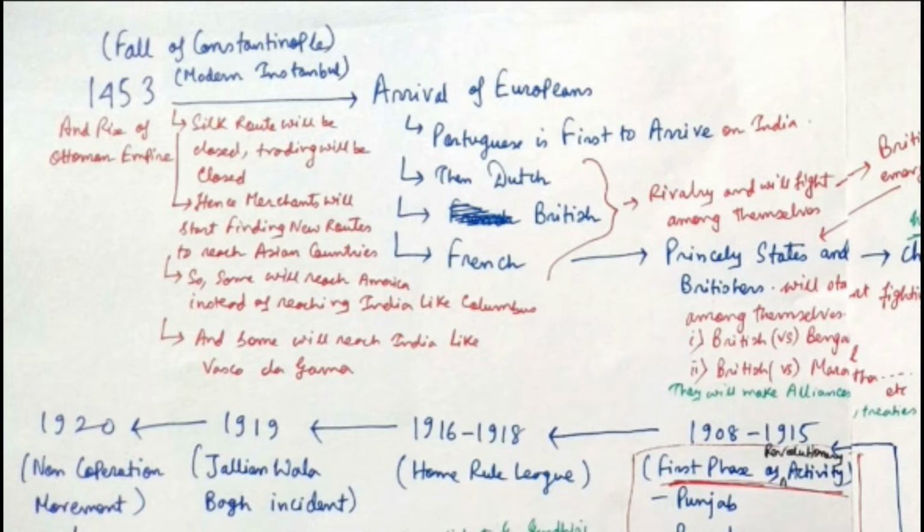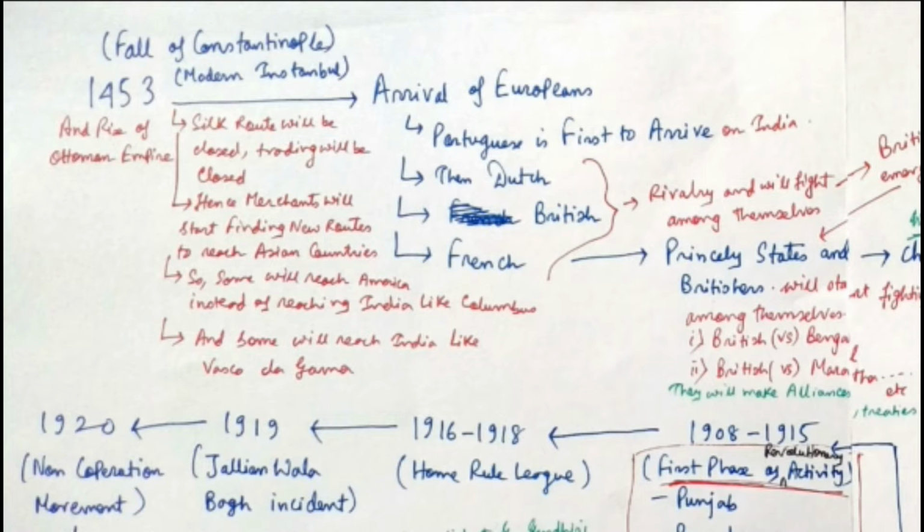So the story begins from 1453. Even in your world history as well, the story begins from 1453, and this event marks the fall of Constantinople, alright, and the rise of the Ottoman Empire. Constantinople, that is the modern day Istanbul. And what will happen after the fall?